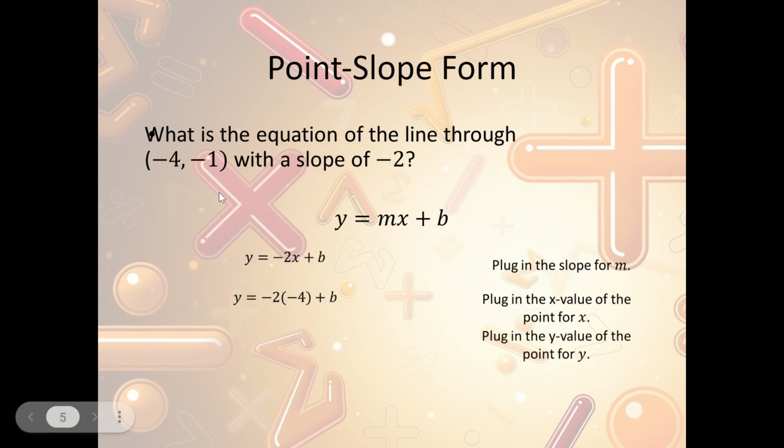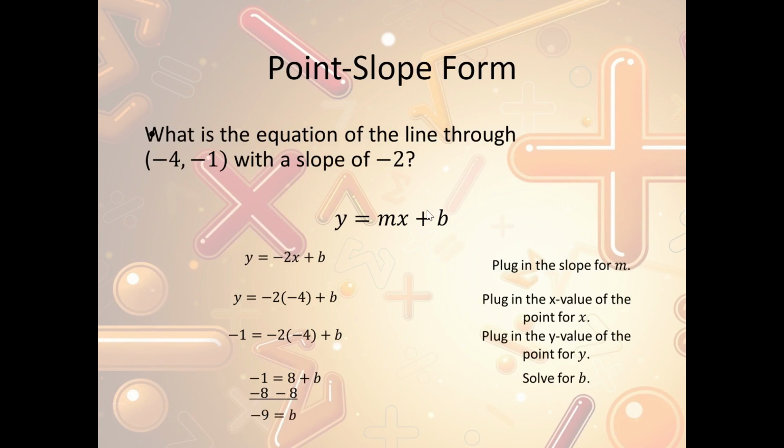Then we plug in our y value. Our y value is negative 1, and that goes in for y. So this is negative 1 equals negative 2 times negative 4 plus b. Now we just solve for b. Well, negative 2 times negative 4 is positive 8. So that's negative 1 is equal to 8 plus b. We're going to get rid of this 8 by subtracting. So we subtract 8 from both sides. And we get negative 1 minus 8 is negative 9. That's equal to b. Now we plug this back into our y equals mx plus b form. Y equals negative 2x, and then our b is negative 9, so it's minus 9.